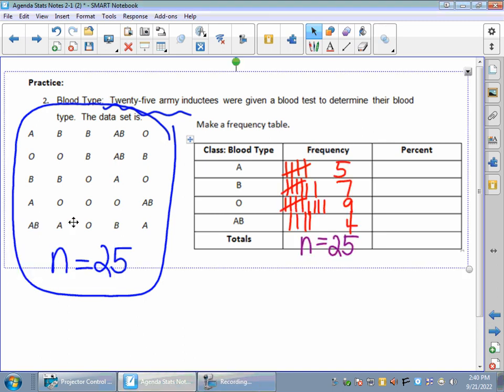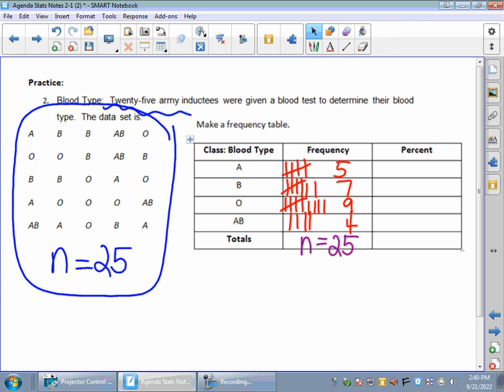Hopefully you got the same values as I did. I got frequencies going down. Blood type A was 5, B is 7, O is 9, and AB is 4. I did add up these frequencies to verify that my sample size is 25, because if I miss a piece of data, my whole frequency table, everything's off. What's the point of doing a study if you don't include everything?